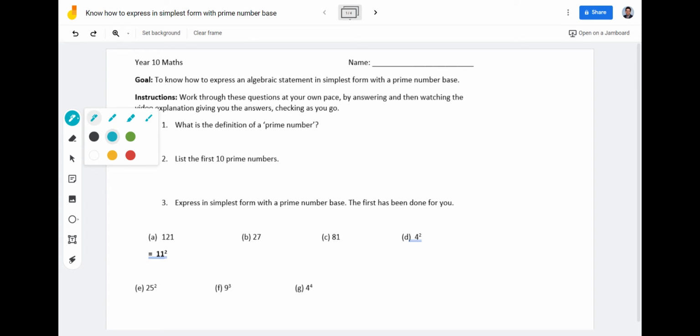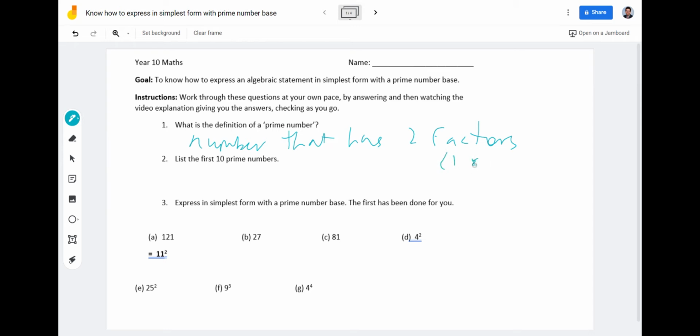All right, so what's the definition of a prime number? Well, it's a number that has two factors. In other words, one and itself. One and itself.